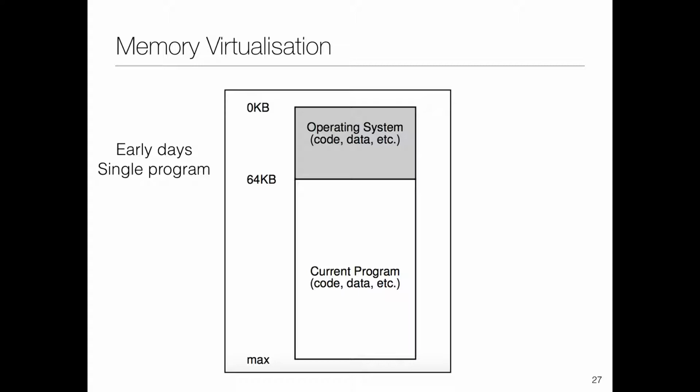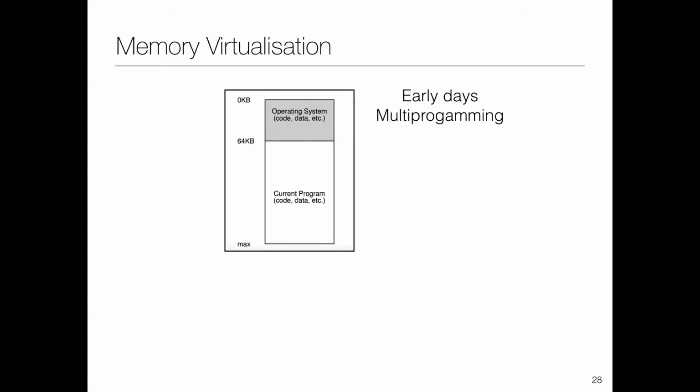Just to be sure, does everyone know what I mean by physical memory? Do I mean the hard disk or SSD, or do I mean the RAM? RAM. So everyone is clear on this, right? So in the early days, to make things simple, you just ran a single program at a time. A single program would have access to the entire physical memory space. So why would you do this?